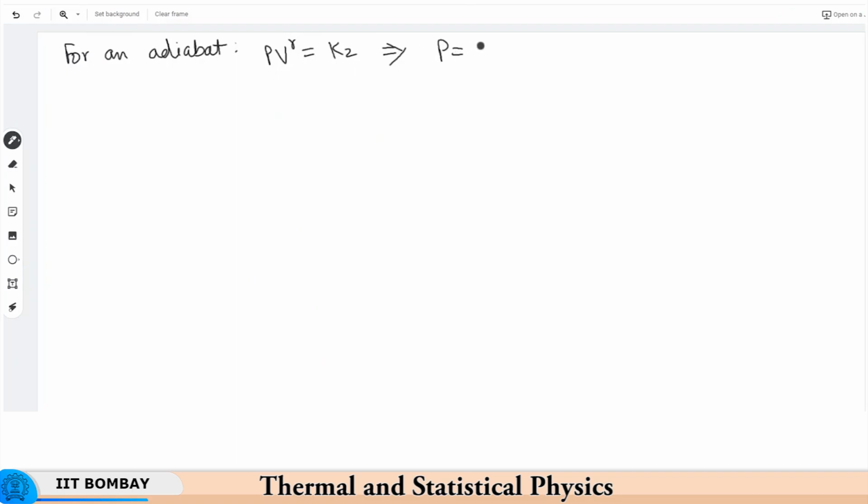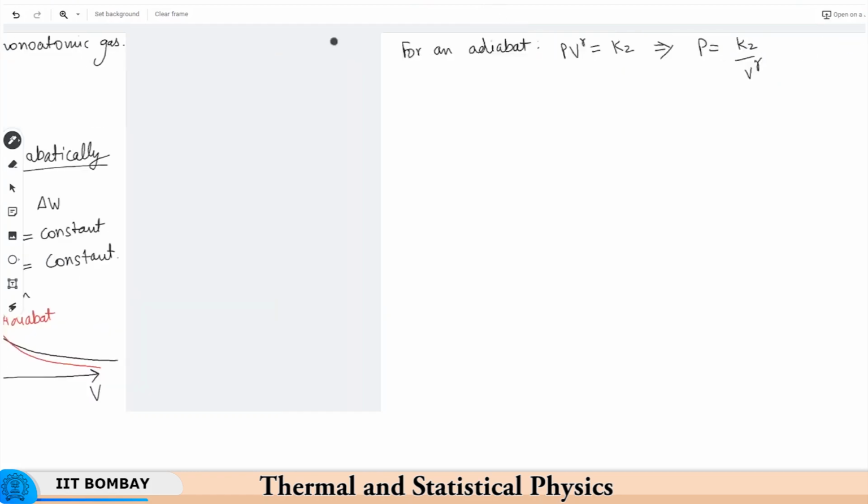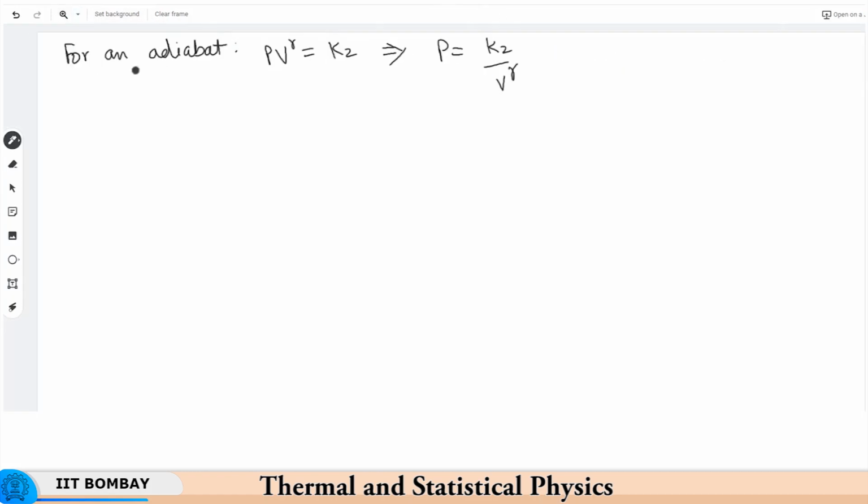But on the other hand, for an adiabat, we know that P V raised to the power gamma is a constant, and let us call that constant K2, and I can write P equals K2 divided by V raised to the power gamma. And again, if I want to get the slope of this line at any given point, I will take the partial derivative of pressure with respect to volume. So, let me do that, del P by del V in this case becomes minus gamma K2 divided by V raised to the power gamma plus 1.